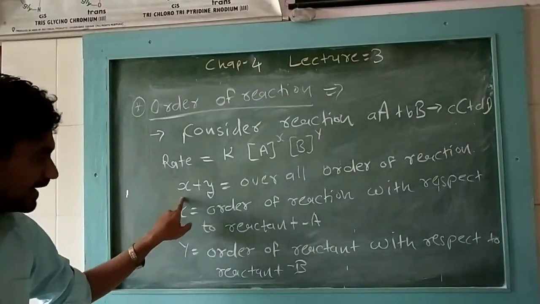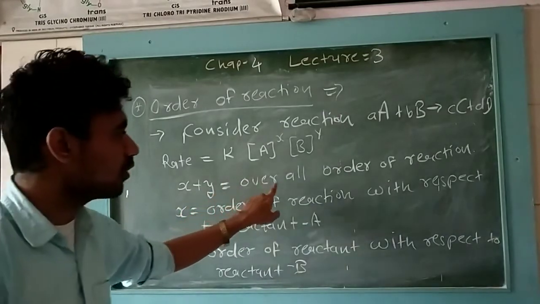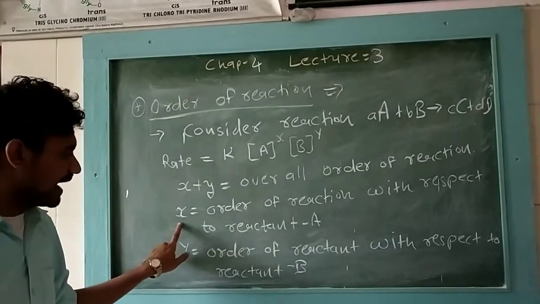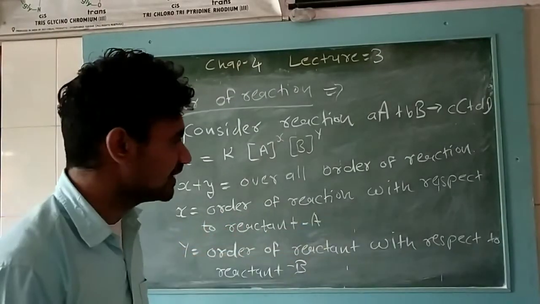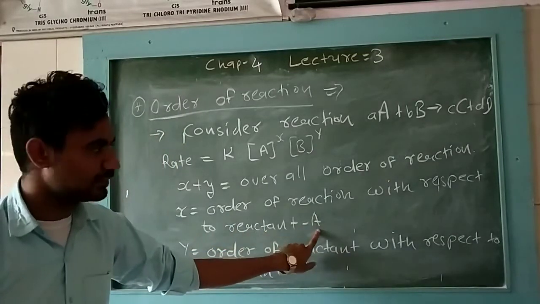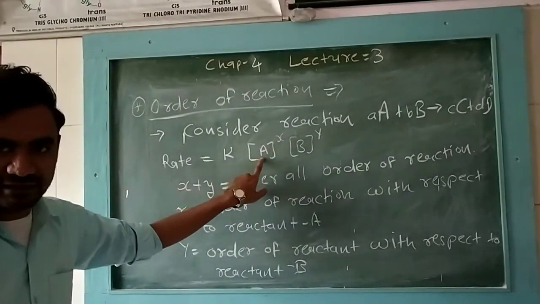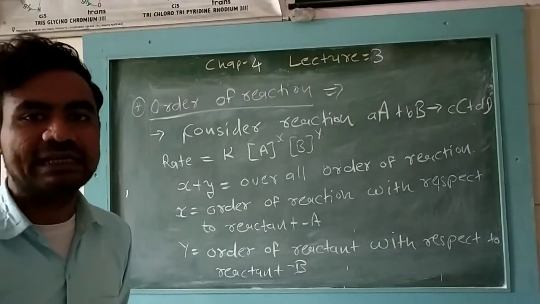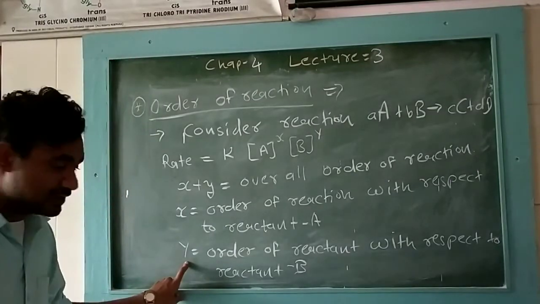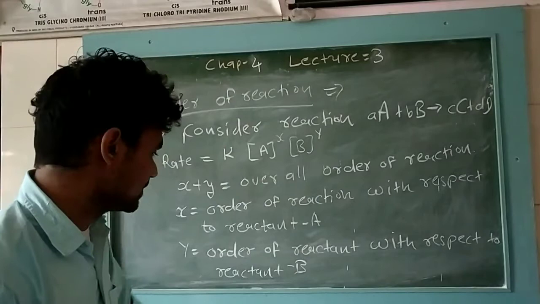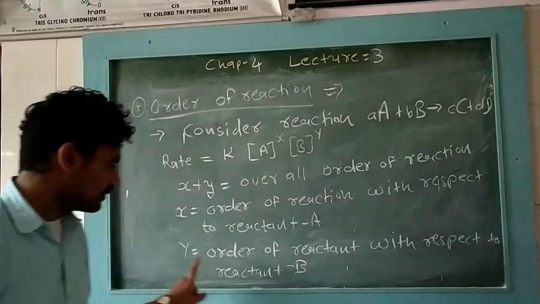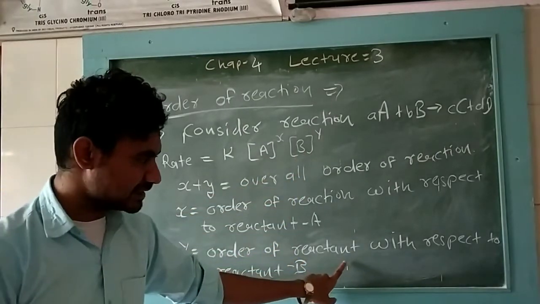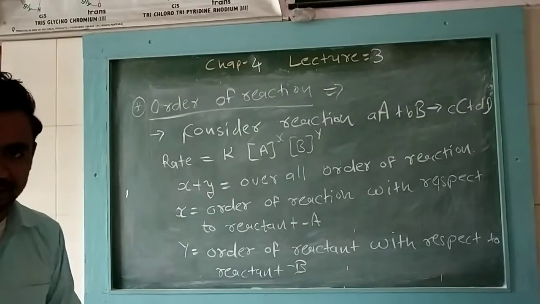Again, addition of X and Y, X plus Y, is equal to the overall order of reaction. If I consider only X, then X is equal to the order of reaction with respect to reactant A, because it is the power of reactant A. Y is equal to the order of reaction with respect to reactant B, because Y is the power of reactant B.